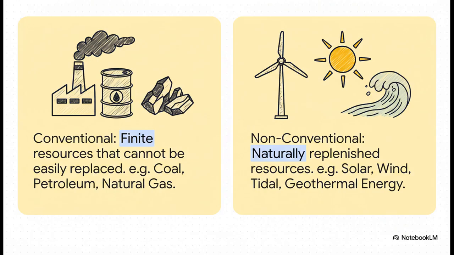On one side, you have the conventional sources, or non-renewable. Think of things like coal and oil. They're finite. Once you use them, they're pretty much gone for good. On the other side, you have the non-conventional, or renewable sources. These are things like solar and wind that nature just keeps on giving.